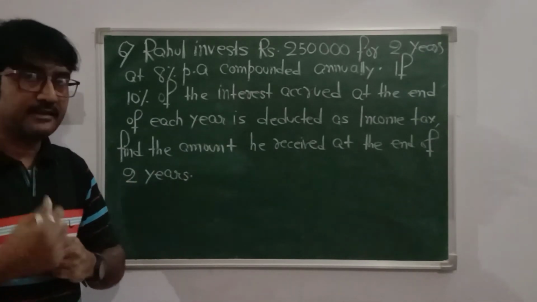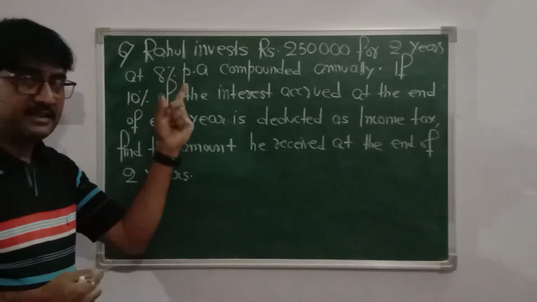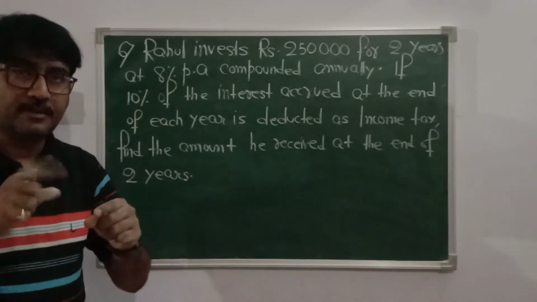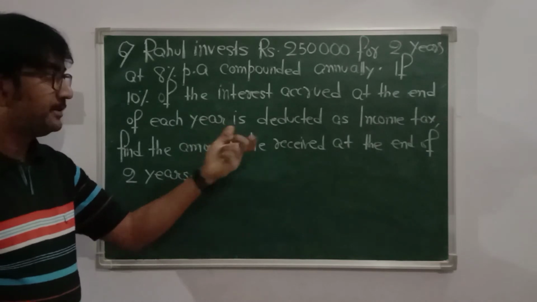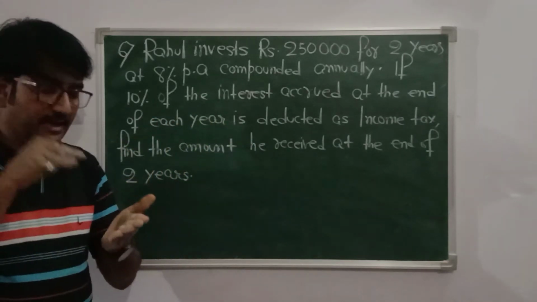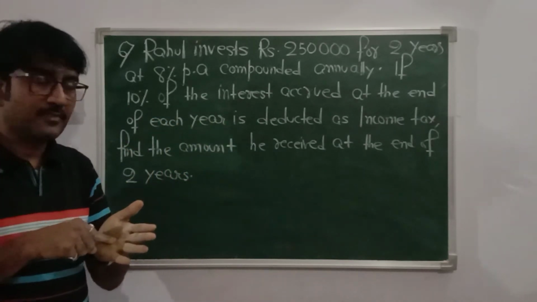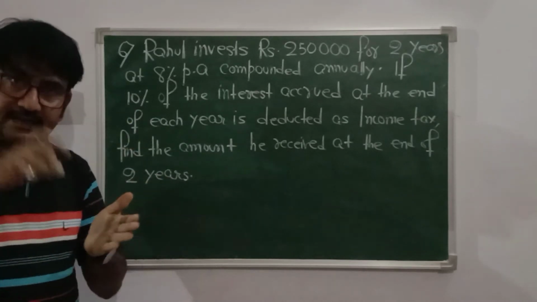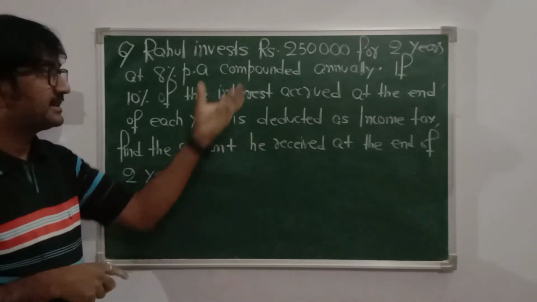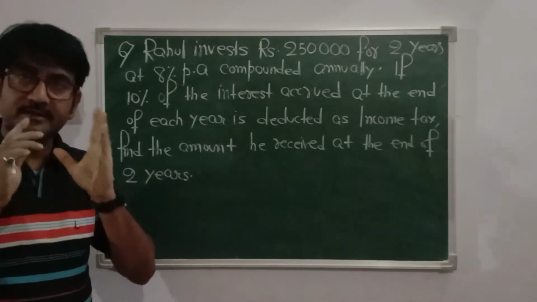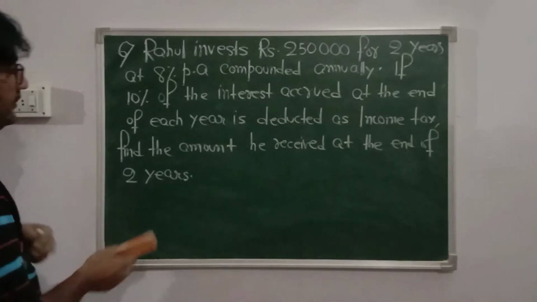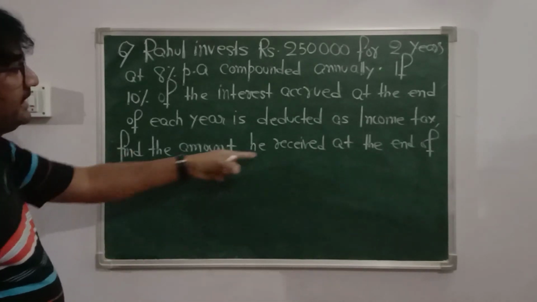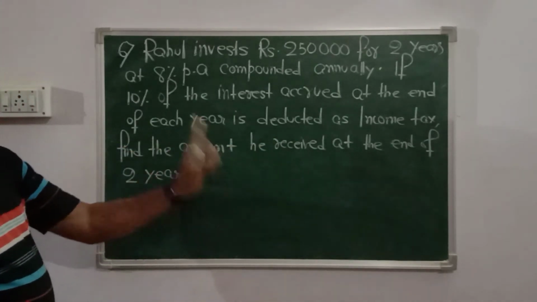So the amount at the end of the first year will be your principal plus your interest minus 10% of your interest. Got it? So your amount will be the principal plus the interest for the second year minus 10% of the interest, which is deducted as the income tax. So let us try to solve and find the amount he received at the end of 2 years.